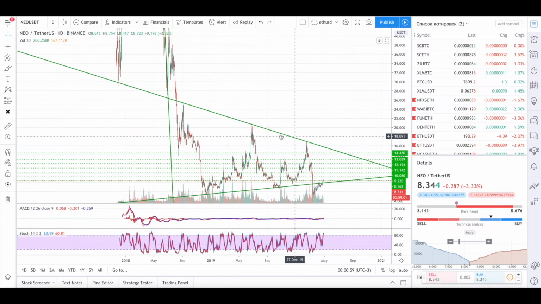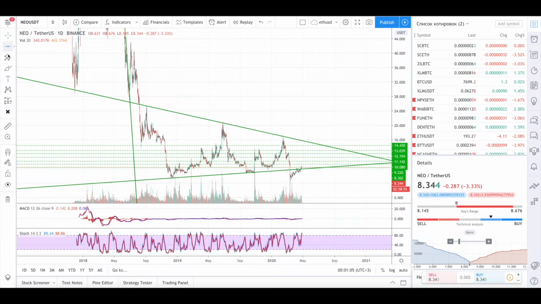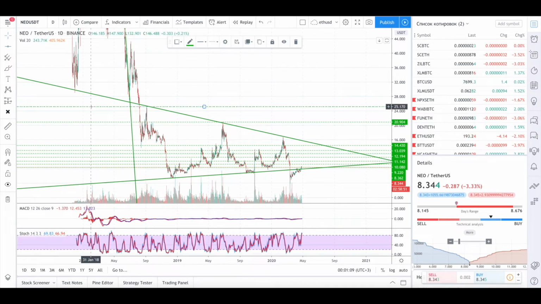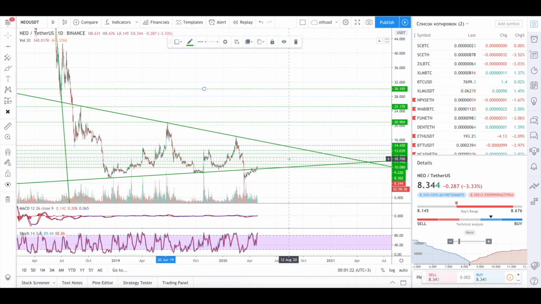Of course, the main goal levels are $20, $25, with the price clearly playing back 20, 25, and $30. These are the basic global goals, and we hope that soon it will come there, and that is the situation at the moment.